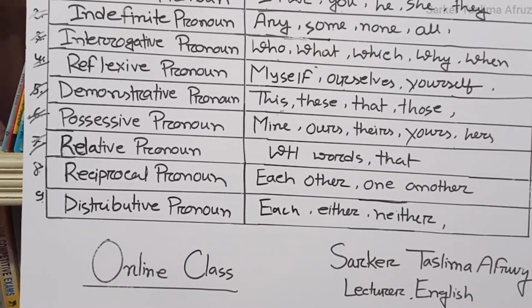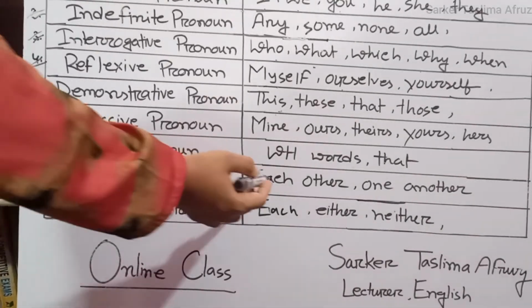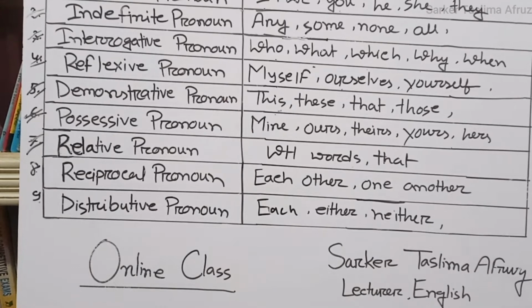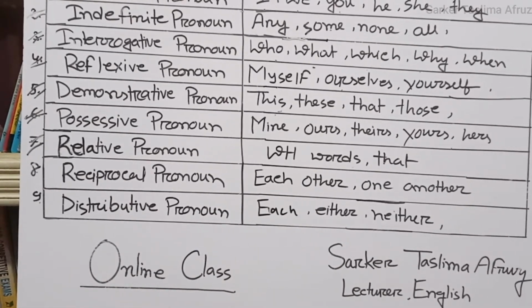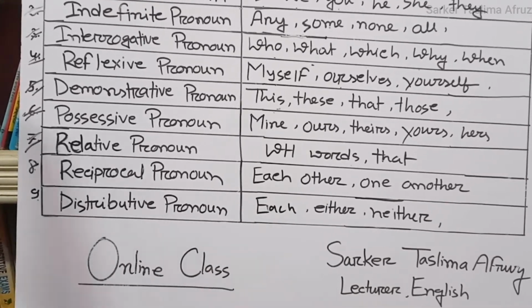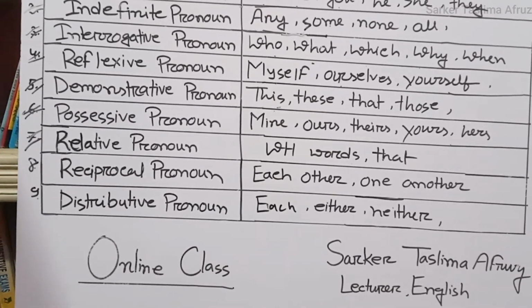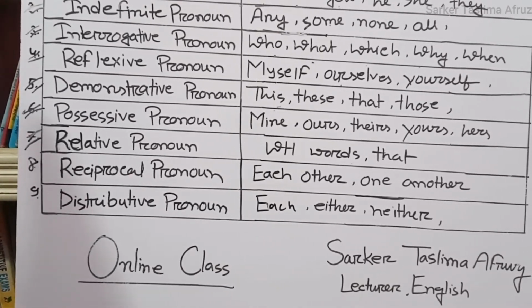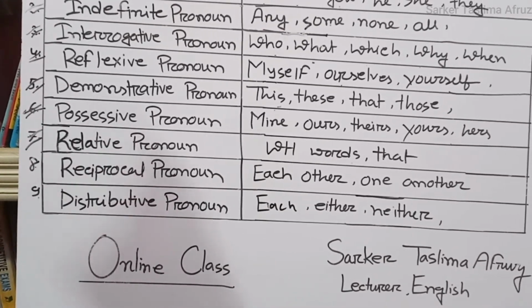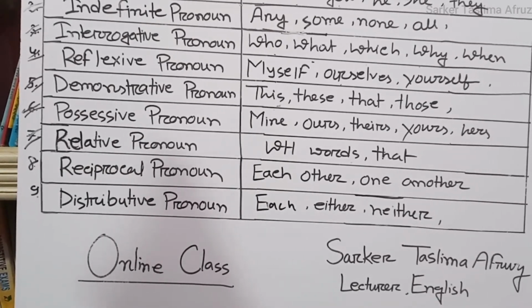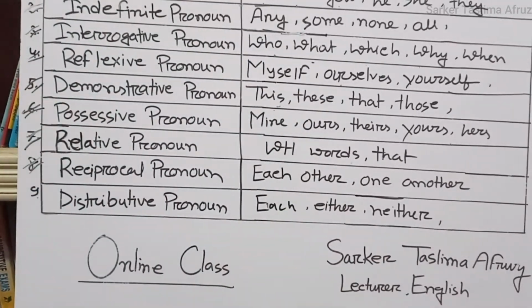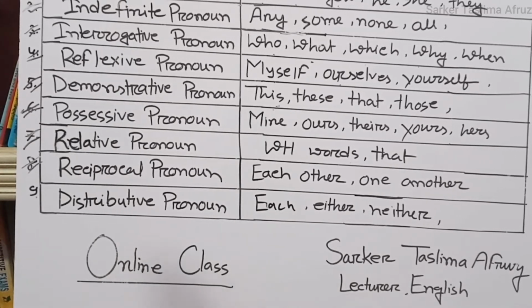Next one, reciprocal pronouns. There are two types of reciprocal pronouns: each other and one another. Dear student, I will give you the definition. Reciprocal pronouns are used to express mutual actions or relationships. Once again, I want to repeat, reciprocal pronouns are used to express mutual actions or relationships. They are mainly used to stop unnecessary repetition in a sentence. So you can use reciprocal pronouns when you want to stop unnecessary repetition.